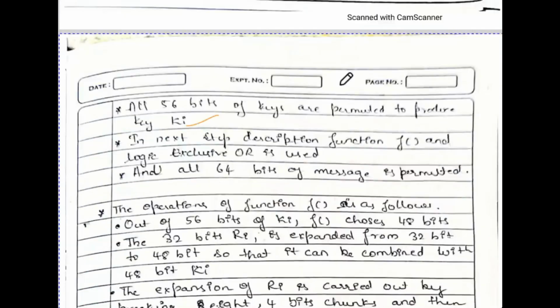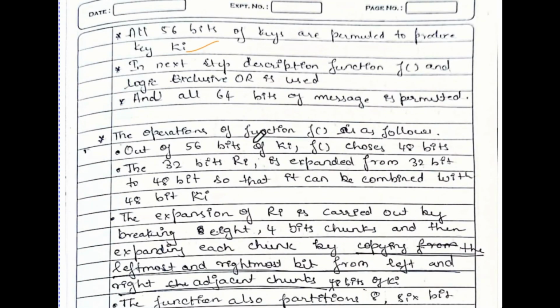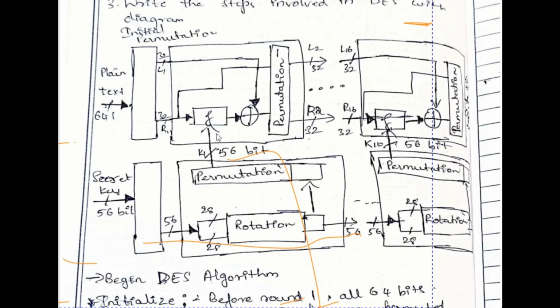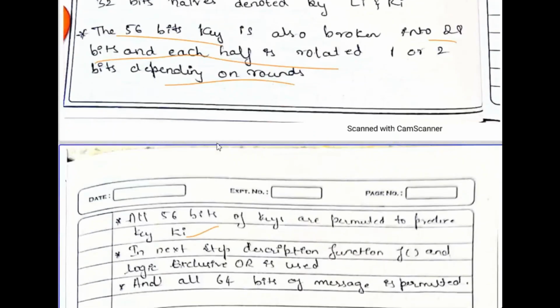This is the output. So what happens inside function F? Out of the 56 bits of Ki, 48 bits are chosen. 56 bits go in as input to the function, and it chooses only 48 bits.